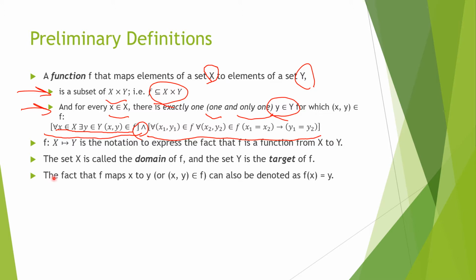The last fact is that when we say f maps x to y, which means (x, y) is in f, or we say x is related to y by f, this can be represented by this equation: f(x) = y. That means x is related to y by f, or f maps x to y, or (x, y) is in f. So these notations all mean the same thing.